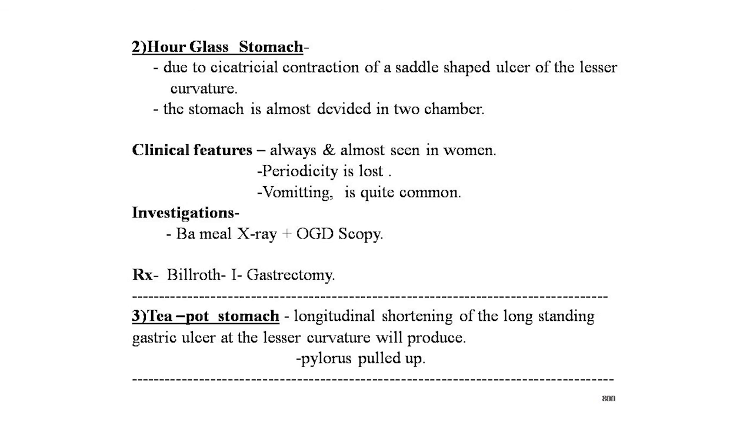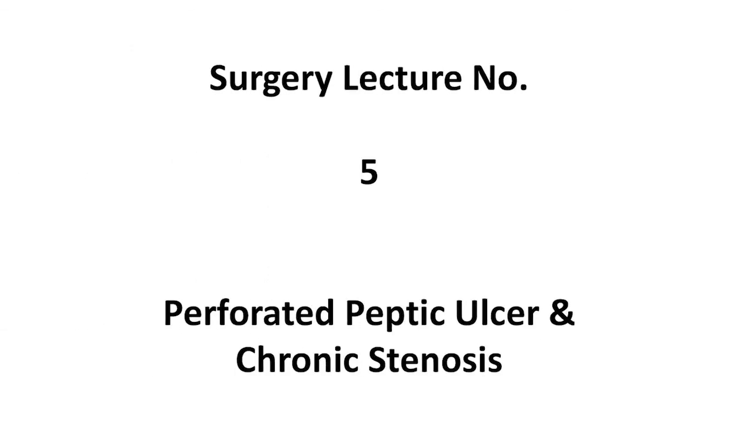In the teapot stomach, longitudinal shortening due to a long-standing gastric ulcer at the lesser curvature will produce a pylorus pulled up. Here is the end of our surgery lecture 5, perforated peptic ulcer and chronic stenosis.